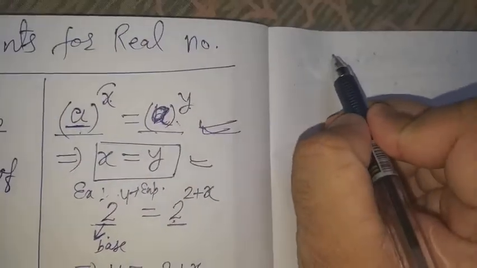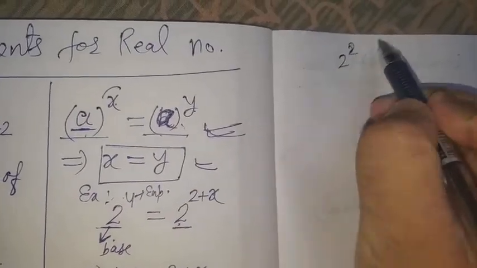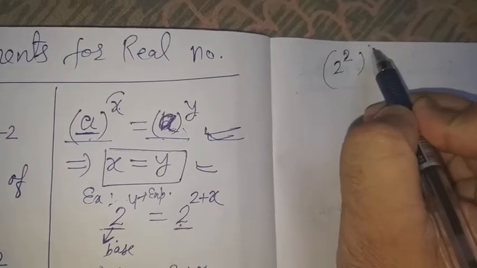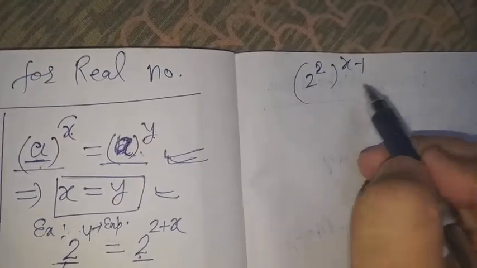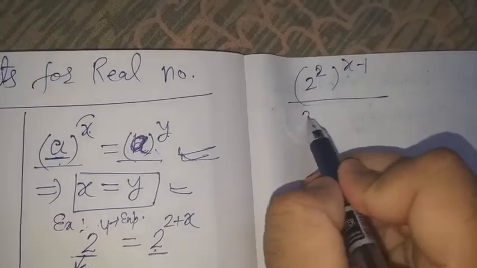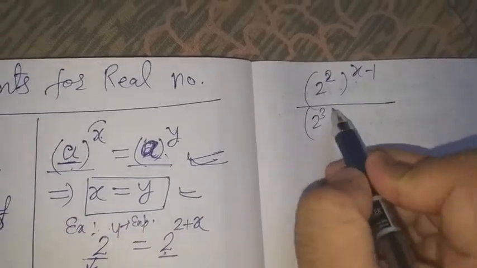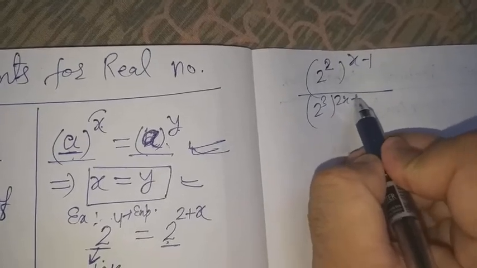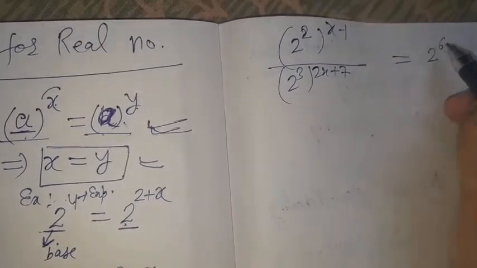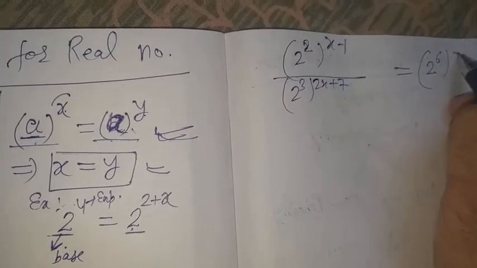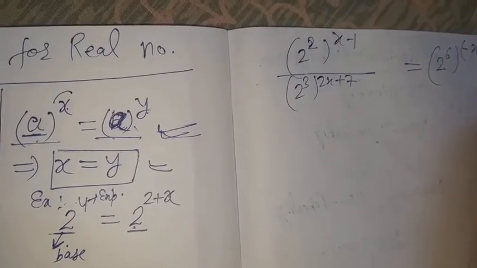Now you can just simplify it. Here I am just writing this term once again. (2 to the power 2) whole to the power x minus 1 upon 2 cube whole to the power 2x plus 7 is equal to 2 to the power 6 whole to the power minus x minus 1 by 2. So this is the term.